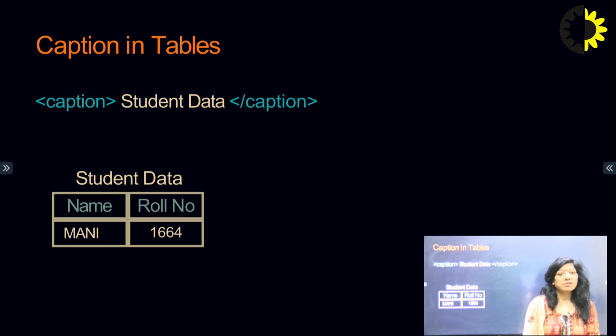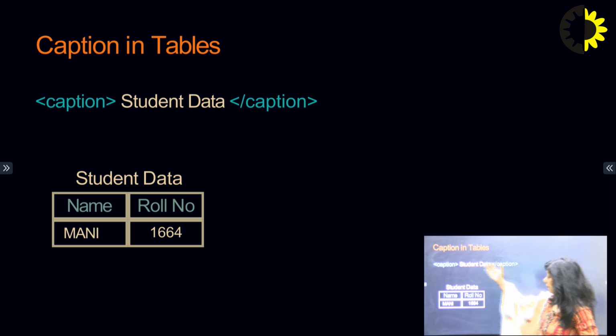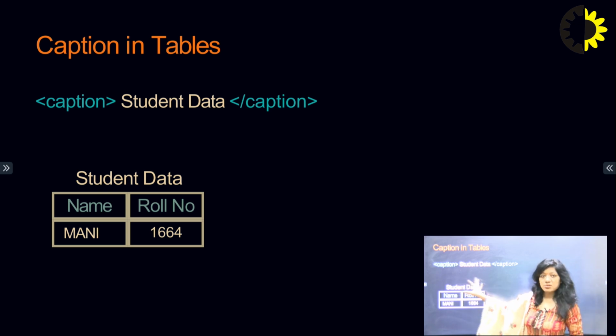So what is the syntax of the caption tag? In the opening tag of caption and closing, in between opening and closing, we will write any name which we want to print in the middle of our table. Suppose I want to print student data. So here I write the opening and closing tag of caption, student data, then name, roll number. So in this table, the caption name is student data.